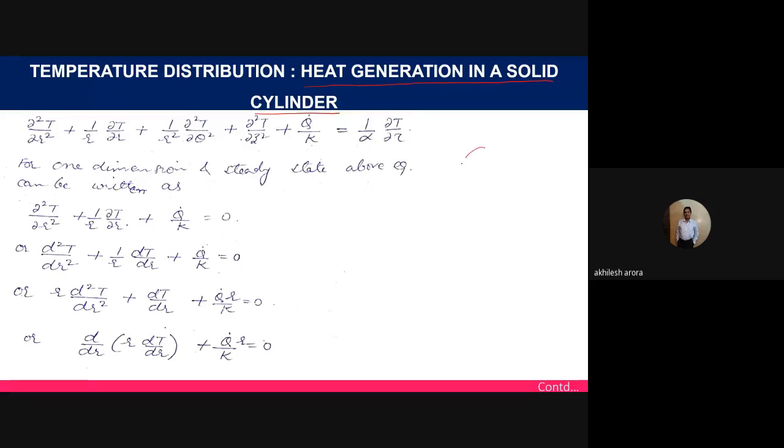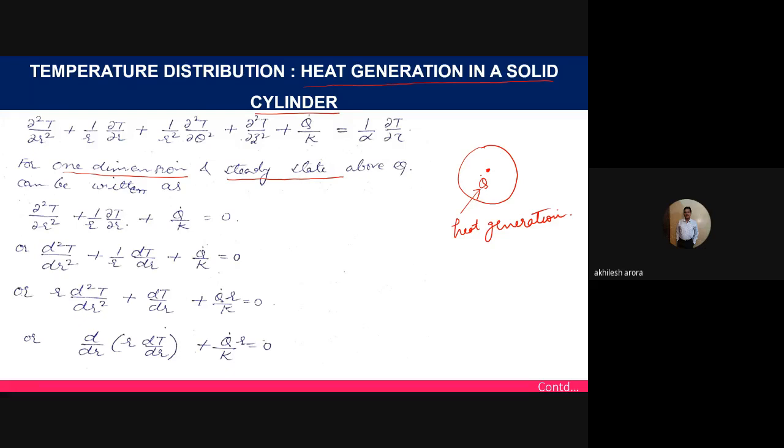Okay, so let us consider that this is the solid cylinder, and there are two things that we are going to consider in this particular case. First, it is a one dimensional case, and the second is that steady state is prevailing. So basically we are considering that at the center there is some source because of which there is heat generation, and this is q dot. So q dot represents the heat generation within the solid or within the cylinder.